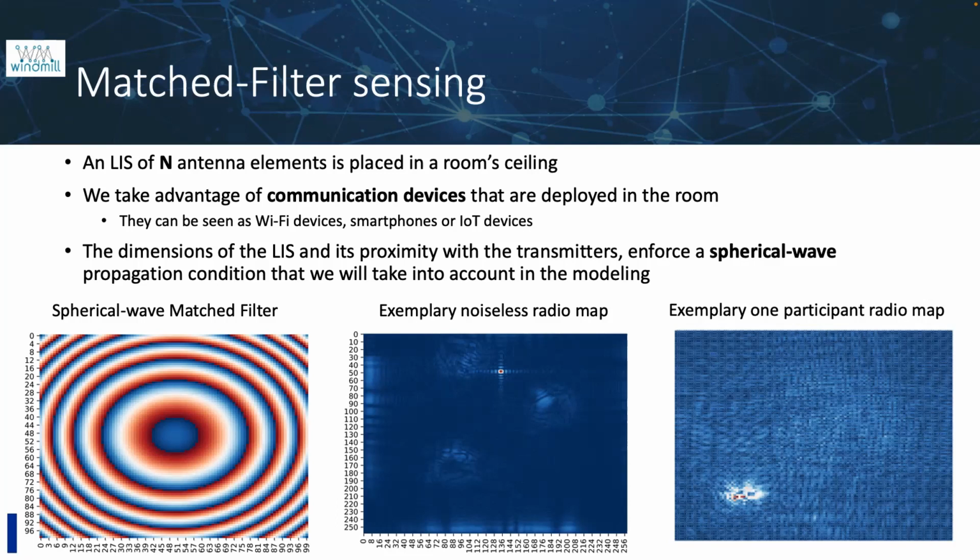But mainly what we can see here is that on the left-hand side, the first figure, we have the spherical wave match filter. So mainly how the steering vector looks from the LIS viewpoint. Then if we convolve this spherical wave pattern with the complex received signal, we can obtain something like the image in the middle.